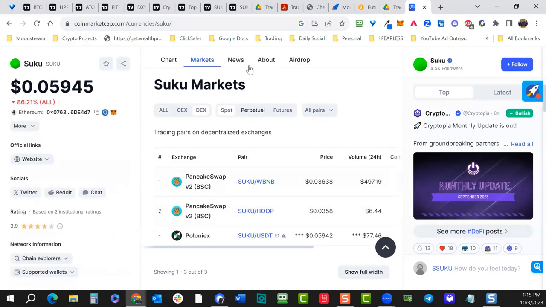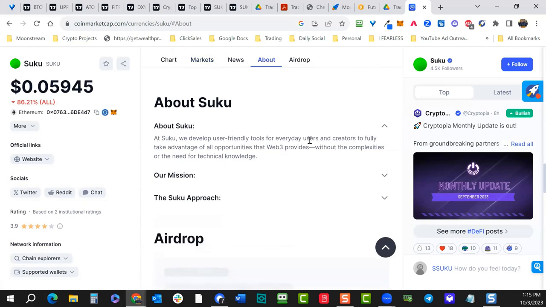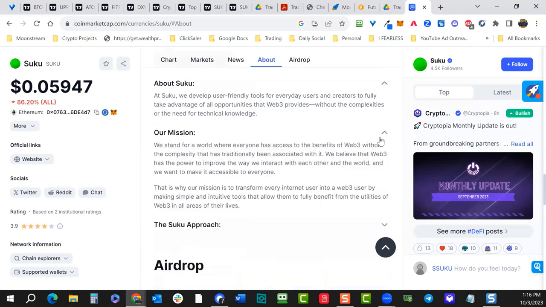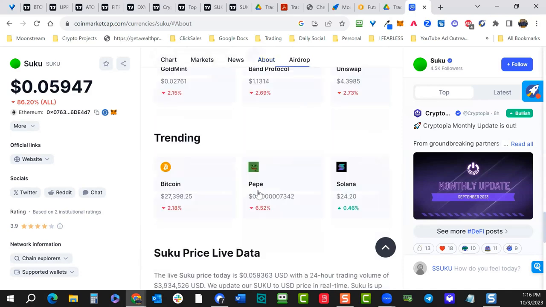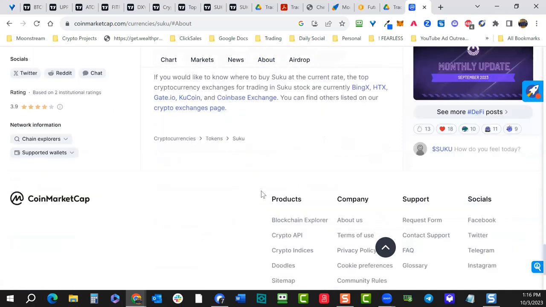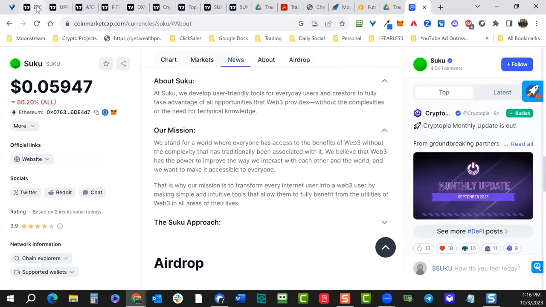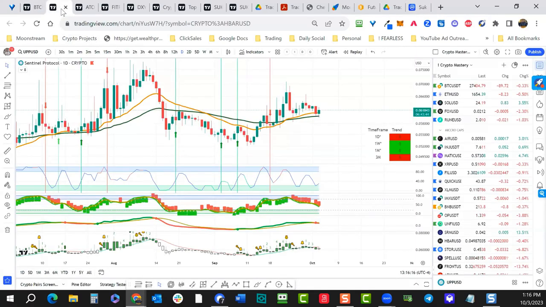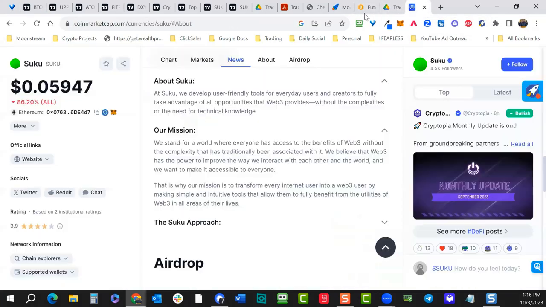But what do they do? Pretty generic. User-friendly tools for everyday users, take advantage of opportunities that Web3 provides without the complexities and need for technical knowledge. Okay. Kind of saying what everyone else is saying. Nothing against this project, but good to look at it. How did we get over on? Oh, this was something else. So SUK, SUK here. Where was that chart, you guys?